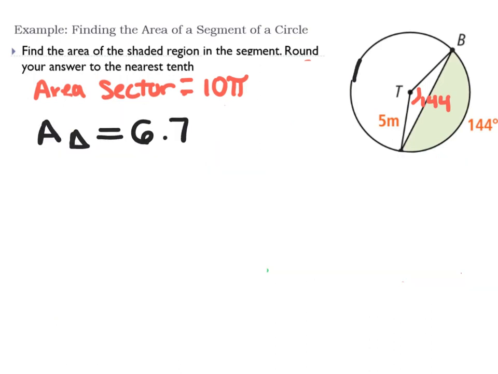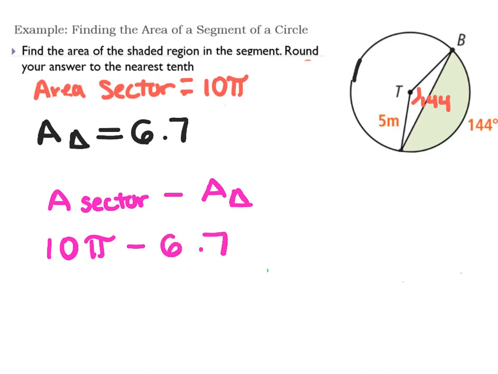And now as our final calculation, we have to find the area of the segment. So the area of the segment is the area of the sector minus the area of the triangle. So it'll be 10 pi minus 6.7. And when you plug that in your calculator, it gives you a value of 24.7 meters squared.